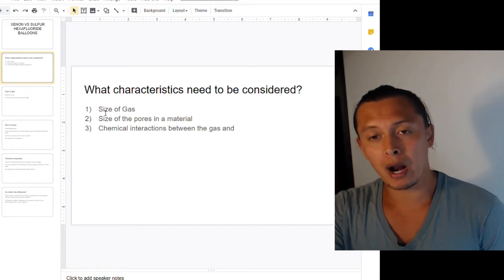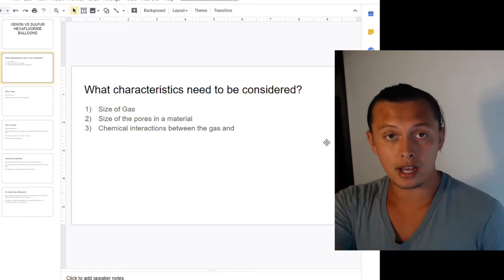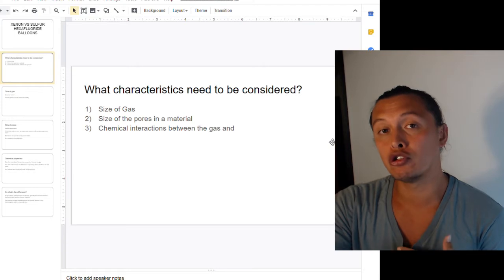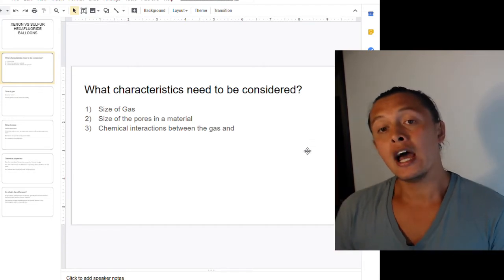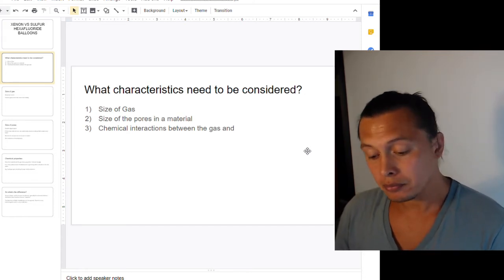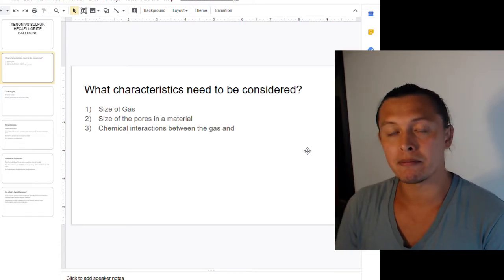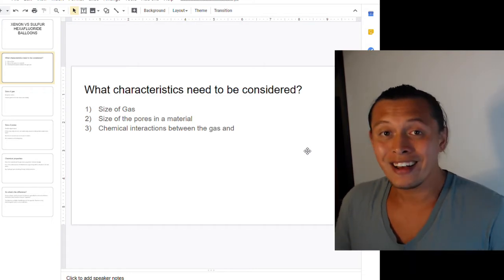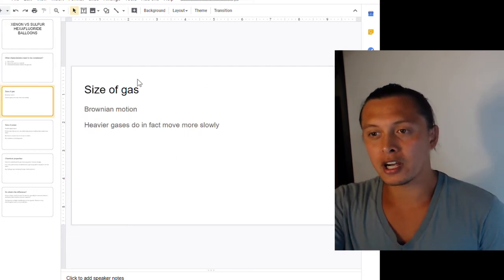And then the third property that I can think of is the chemical interactions between the gas and the material, or the medium that it is trying to traverse. So if there is a very strong chemical interaction, that could also be a double-edged sword. One where it could allow the gas to dissolve or adsorb or absorb into that material, and the other situation where if it interacts too well, then it can get stuck in that material. So without further ado, let's talk about the size of the gas.